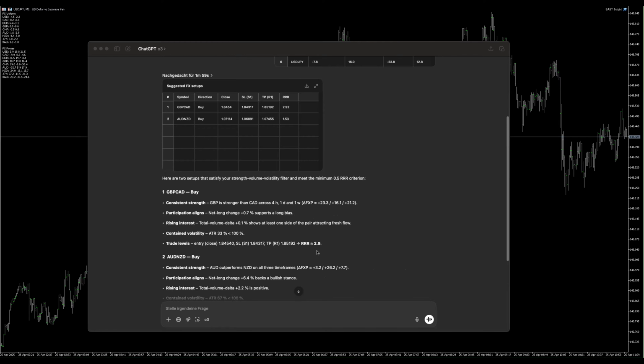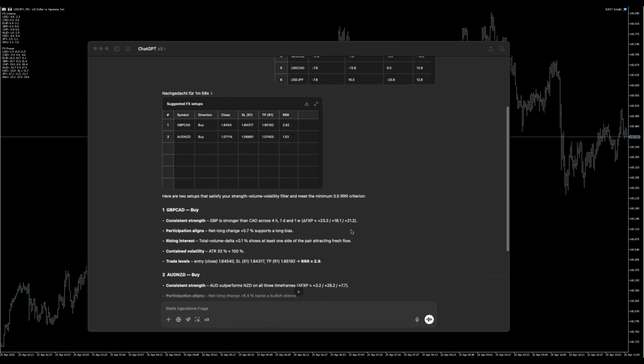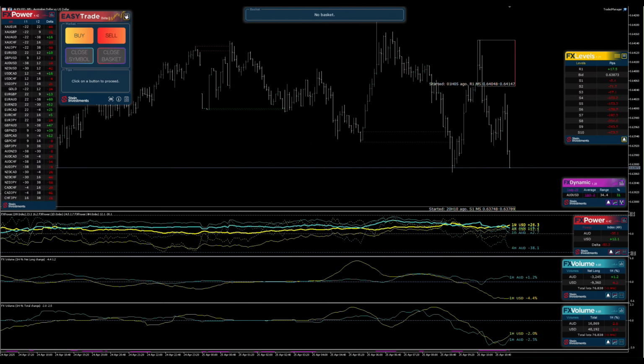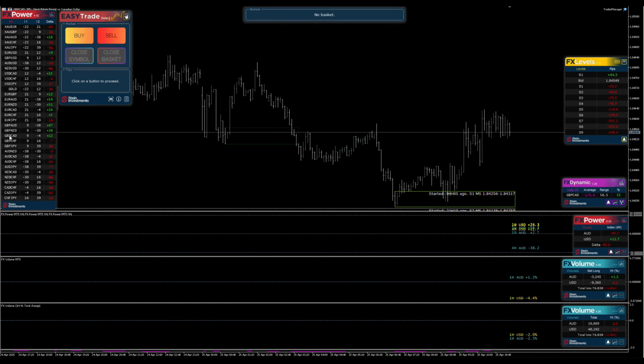So this took me less than 3 minutes and I got a complete market analysis of 30 symbols, and the AI assistant came back with 2 clear recommendations, and so we'll trade them now on our chart. Then we start with the British pound against the Canadian.